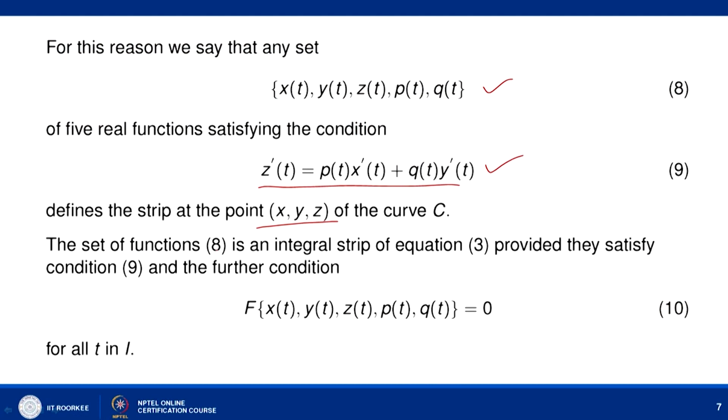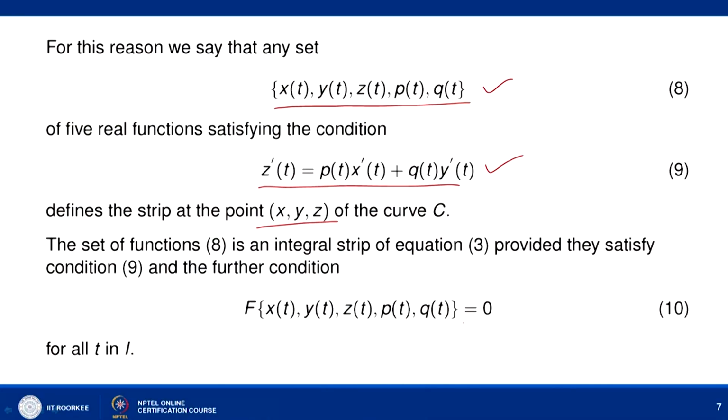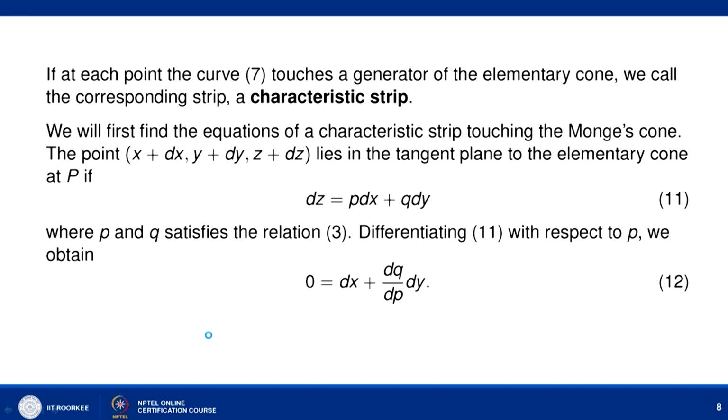Now, the set of 5 functions which define a strip is also called an integral strip, provided they also satisfy the partial differential equation, that is f of x, y, z, p, q equal to 0. So, satisfying the partial differential equation means that the value of f evaluated at x(t), y(t), z(t), p(t) and q(t) has to be equal to 0. So, using these ideas, now we want to find the equation of the surface.